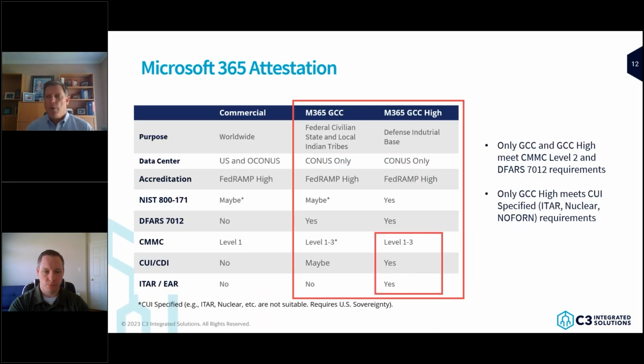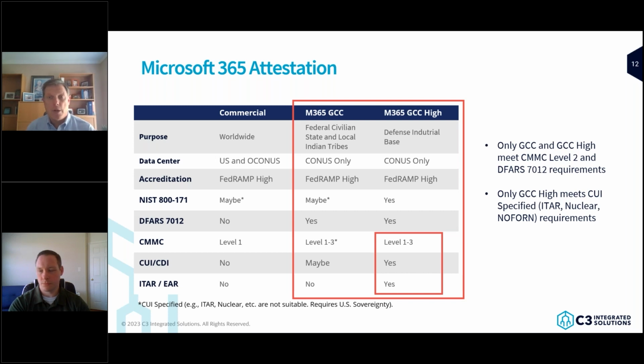Now, when we look at this a little bit of a different way, and thanks to our friends at Microsoft, this is a chart that we pulled out of one of their public blogs that we'll also send as part of the follow-up information. We can see very clearly what the compliance profile is for each version of the cloud. With commercial, we're not going to be able to support DFARS 7012. We're only going to be able to support CMMC level 1, and we're not going to be able to support ITAR or EAR data.